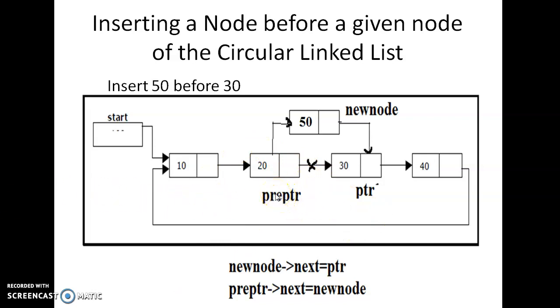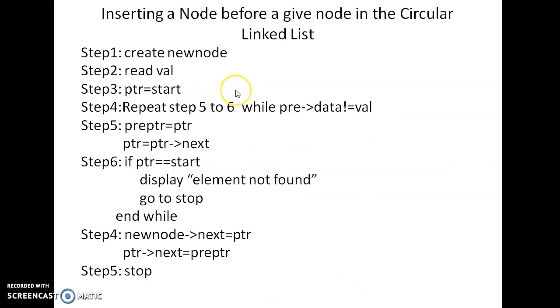See here, what are the steps that we are doing? Always perform the right side first. New node of next is pointing to the pointer and pre-pointer of next equal to new node. These are the two steps that we are having. So we want to insert 50 before 30. So see the algorithm here.